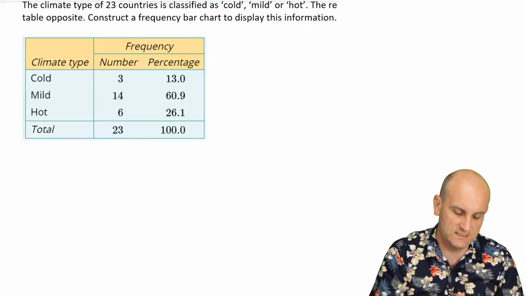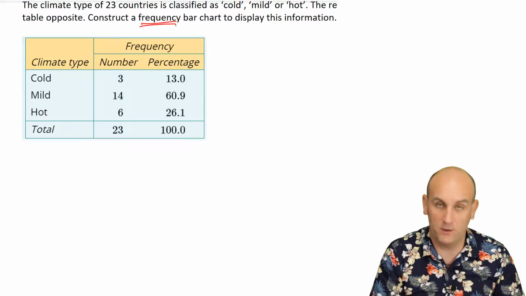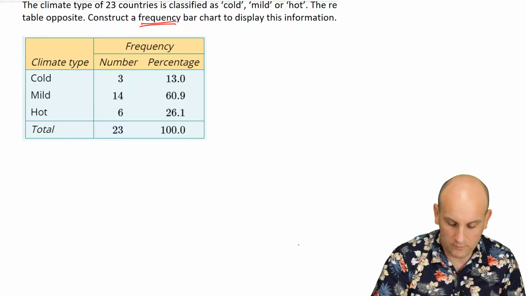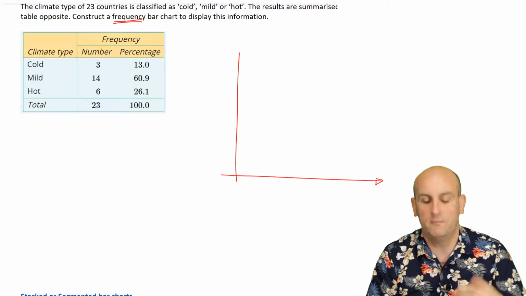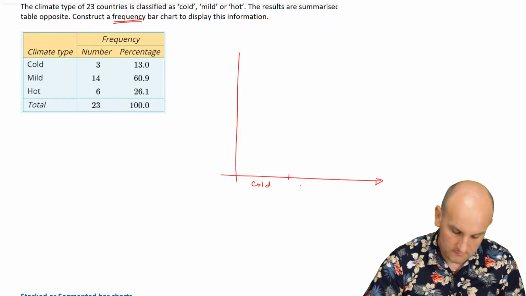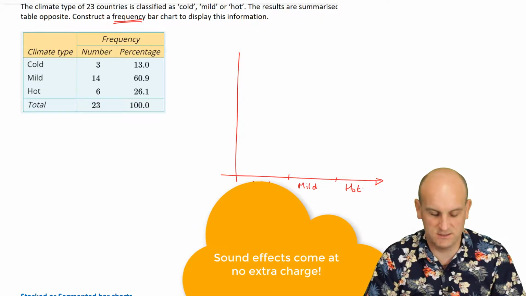Construct a frequency bar chart. The question says frequency bar chart, not a percentage, so we have to be careful not to make a mistake. So what I would do is I'm going to draw this. And what did we say went along the horizontal? My categories. So my categories are cold, mild, and hot. Again, I didn't have to put them in that order, but it just makes sense to do so.